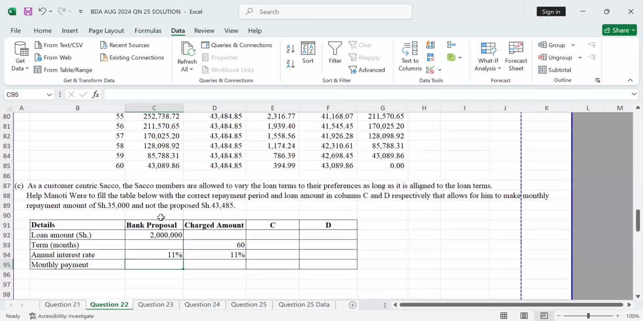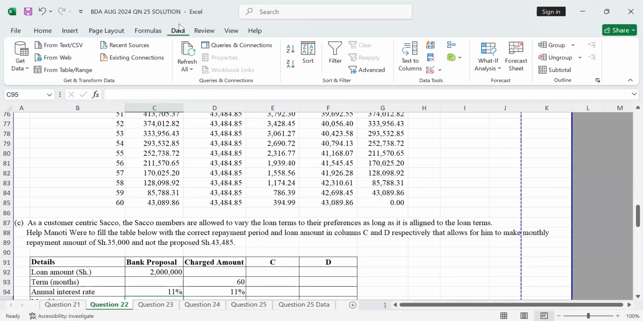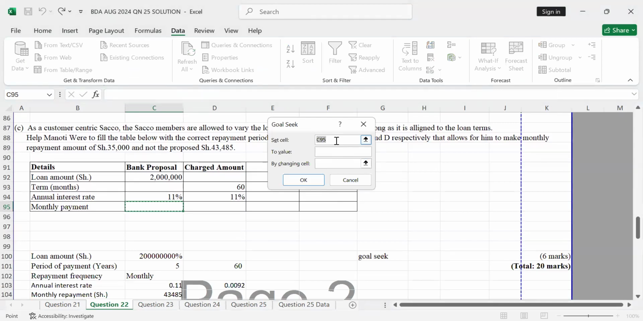So this is what I do. I'll just come here, data analysis, then I will go to what if, goal seek. Now the cell, which in this case is here. Now to what value? Now this is the monthly installment, remember? This is the monthly installment. So this cell, I want it to be the 35,000. That way.